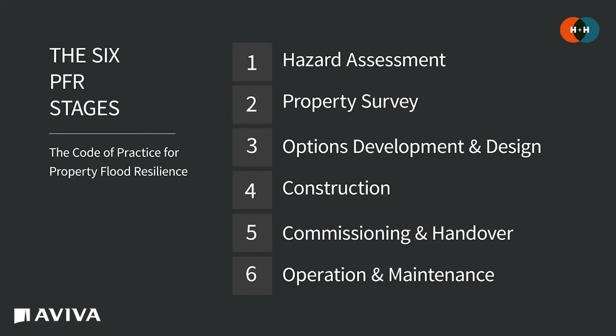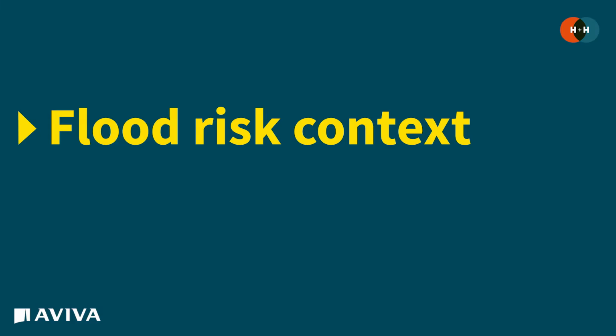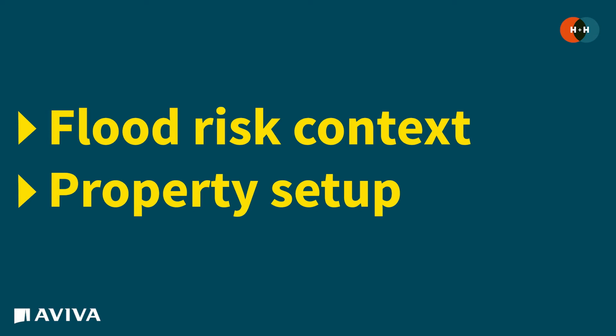Essentially, its process is set up around 6 standards and stages that help us ensure that property flood resilience is really considered from end to end. So what we'd first want to do is understand the flood risk context and the property setup, so that any design options can be contextually appropriate and suit the people and the place.